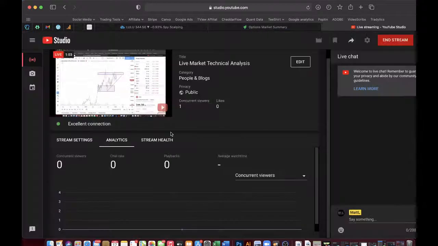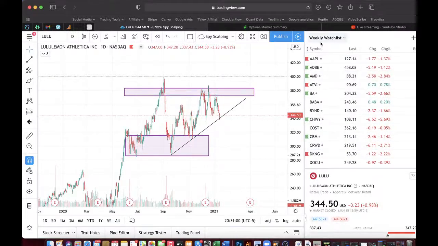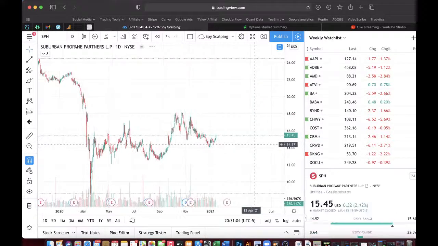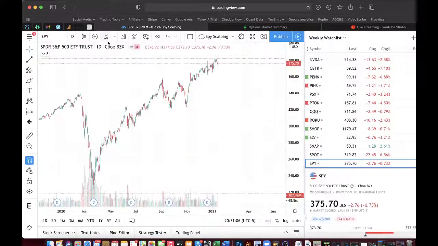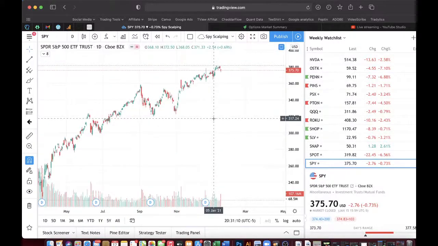So please feel free to just put it in the chat if you are interested in seeing a specific ticker that I go over. So we'll give it a few more minutes till people start rolling in here, and then we'll get started. I'll start with the overall indices of the market, so SPY and QQQ, just to see where we are and what to expect for the next week.